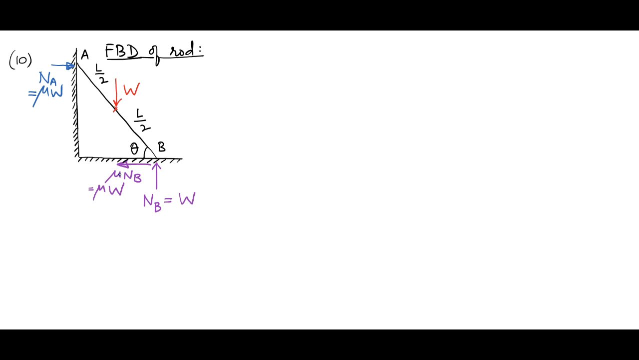So I'll just get rid of this mu times NB. I'll just write it as mu W, and I'll also write this as mu W over here, so the figure looks a bit simple. And likewise, instead of saying NB, I'll just write W over here, get rid of this NB is equal to W. So this is the FBD of the rod under limiting equilibrium conditions, and we want to find the value of theta.